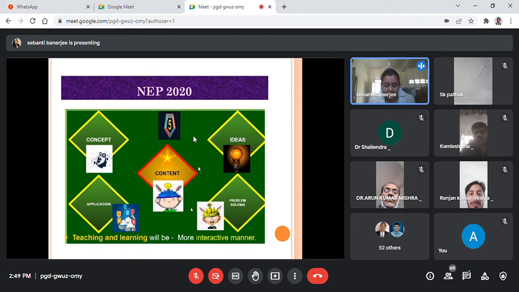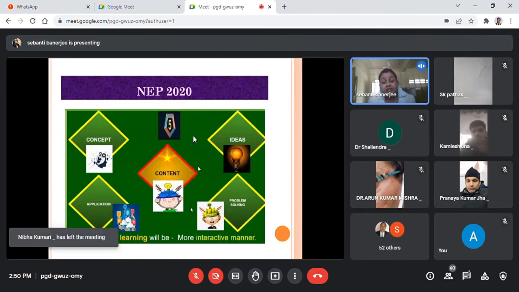But NEP 2020 basically focuses on access to quality education. And in August 2021, we all know, it also came in the newspaper, that Karnataka is the first state to implement NEP 2020. And we can also expect that all the other states will also implement NEP 2020 in each and every state of India.